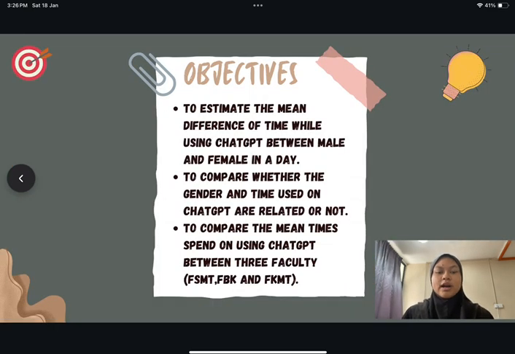The objectives that we are getting from this survey is to estimate the mean difference of time while using Chatgpt between male and female. Next, to compare whether the gender and time used on Chatgpt are related or not. And lastly, to compare the mean time spent on using Chatgpt between three faculties, which are FKMT, FSMT, and FPK.